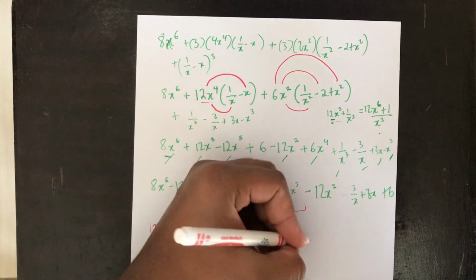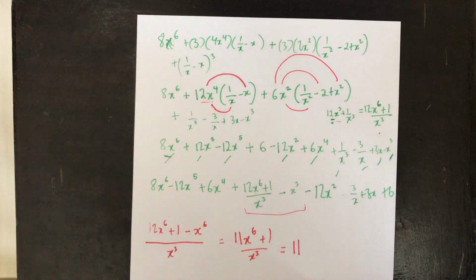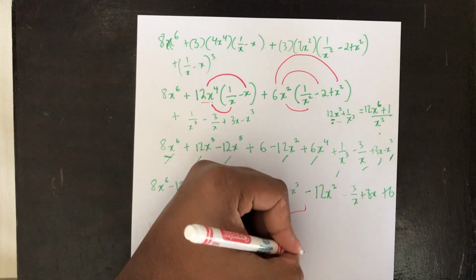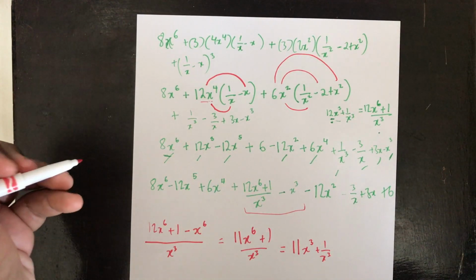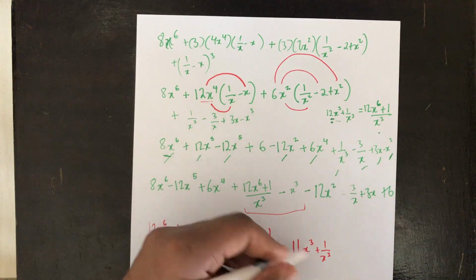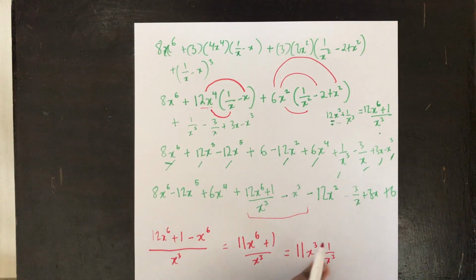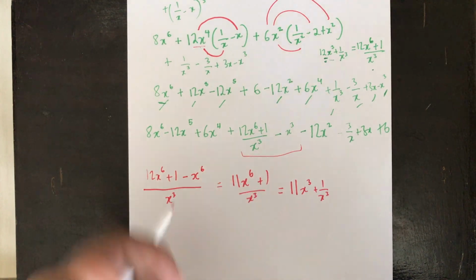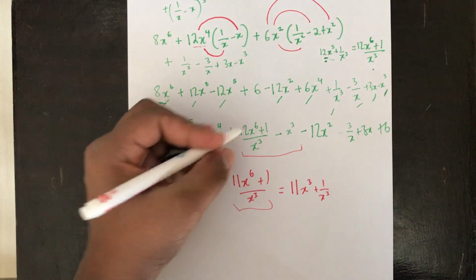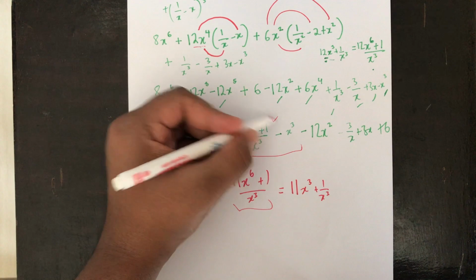So that's going to be 11x power 6 plus 1 over x cubed. That's the same as 11x cubed plus 1 over x cubed. But I won't write that because it's just going to end up with the same thing. I'll combine these two terms again to get this, so I don't really need to write that. So I'll just leave it at this. So this bit is done.